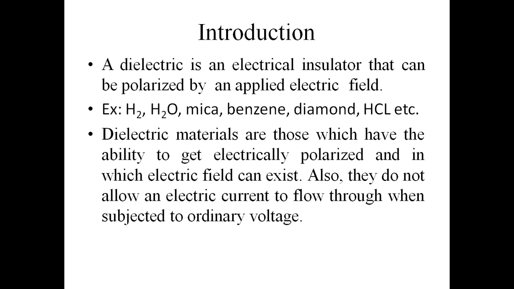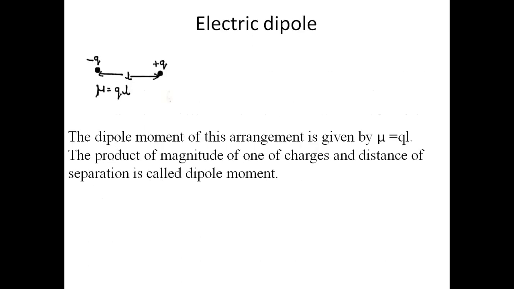A dielectric is an electrical insulator that can be polarized when an electric field is applied. Examples: H2, H2O, mica, benzene, diamond, HCl, etc. Dielectric materials are those which have the ability to get electrically polarized and in which an electric field can exist. Also, they do not allow electric current to flow through when they are subjected to ordinary temperature.